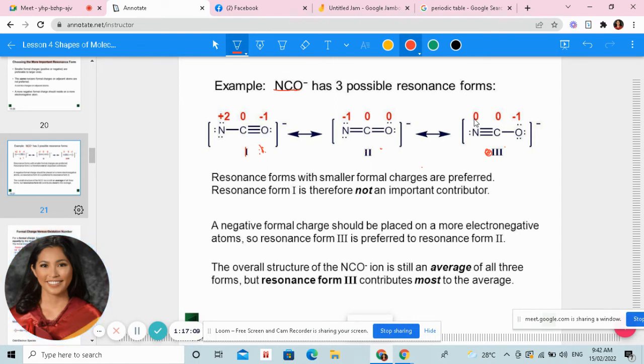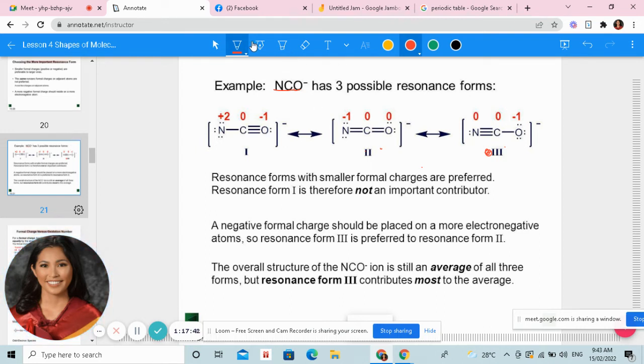However, the percent that each structure contributes to the most accurate one depends. Now, we have to identify the three structures to identify who has contributed most. Okay, so which one is the most correct? So first, we will identify the formal charges.